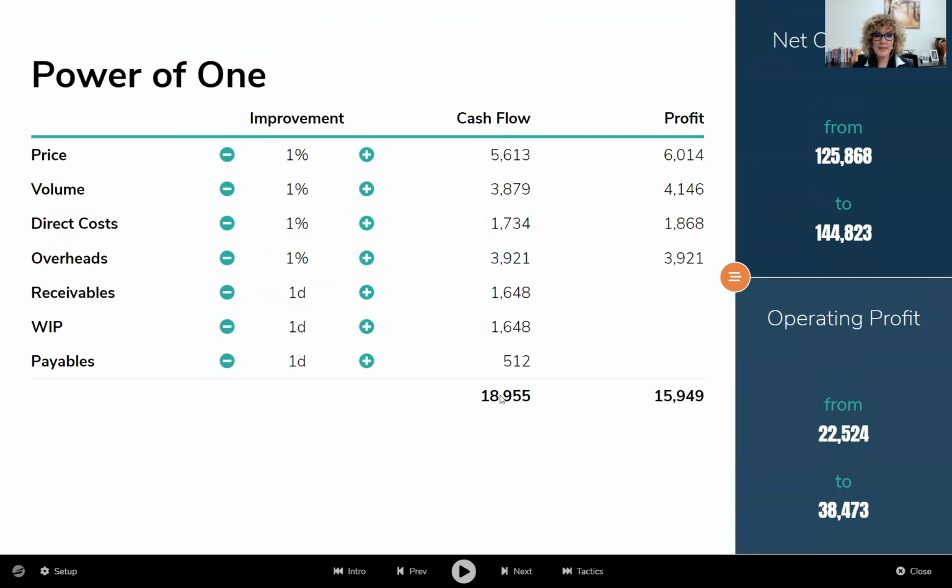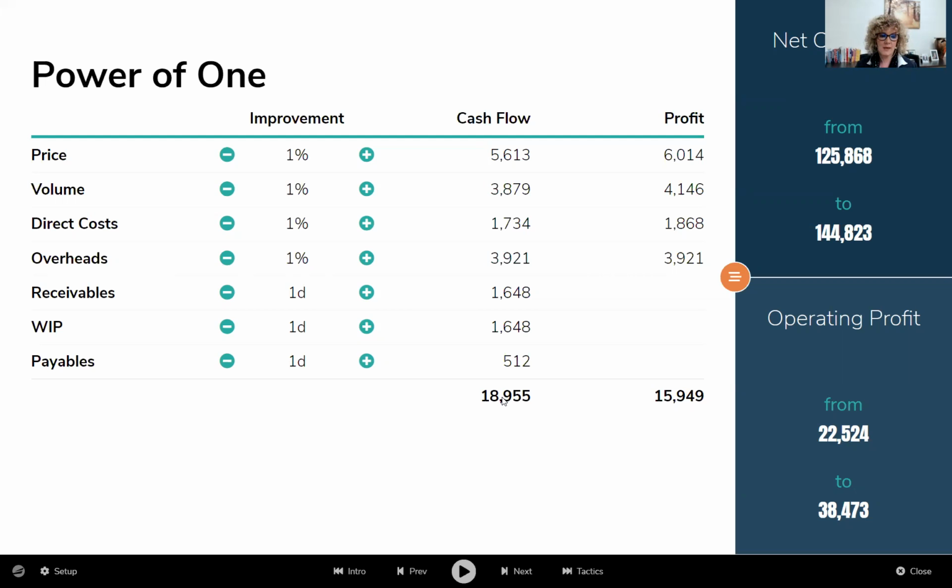So we can see basically from that simple 1%, this business can improve its cash flow by $18,955 and also its profitability by nearly $16,000. You can see on the right-hand side that the top part shows where that business was sitting in regards to its cash flow and its operating profit, and then what improvements these adjustments can make to both of those figures. So this is the part I find is really great for clients.